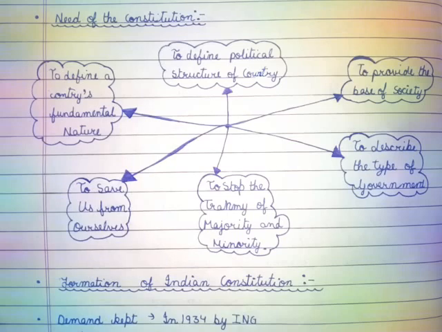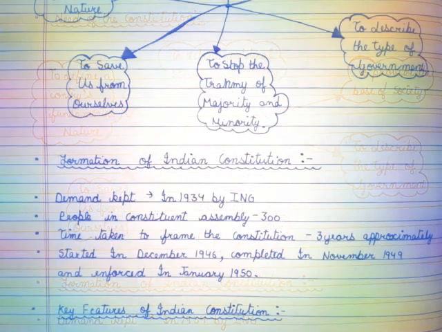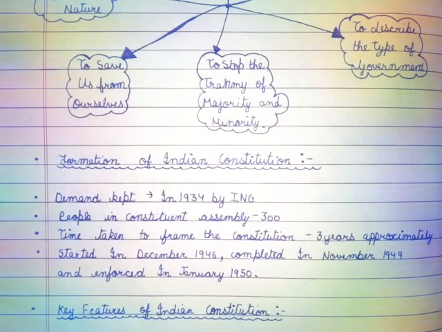Formation of the Indian Constitution. The demand was kept in 1934 by INC. People in the Constituent Assembly: 300. Time taken to frame the Constitution: approximately 3 years. Started in December 1946, completed in November 1949, and enforced in January 1950.